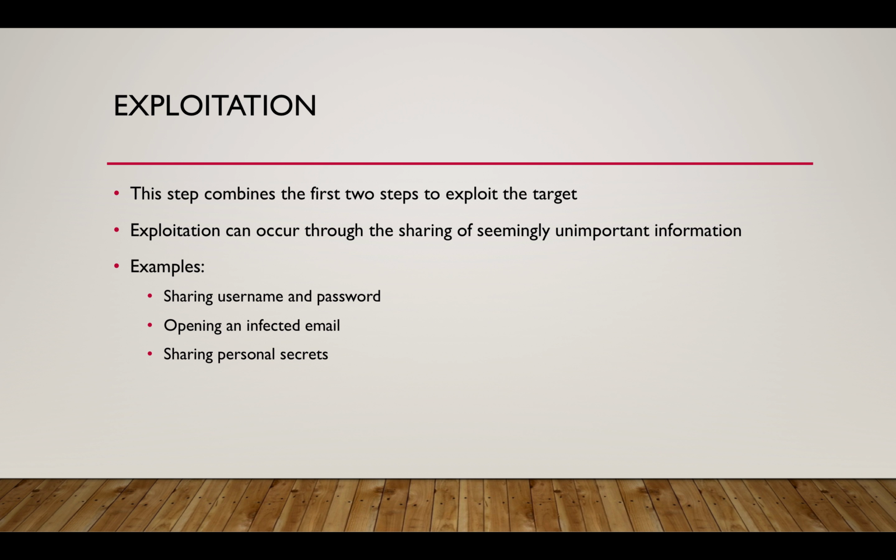Next step, exploitation. This step combines the first two steps and exploits the target. So exploitation can occur through the sharing of seemingly unimportant information. So say you know this person, you've gathered information about them, and you've created a relationship with them on a personal level. So now you exploit them. You can ask them for their email address, their street address, their phone number, simple information that doesn't seem important. Username, password, and stuff. Examples right there.